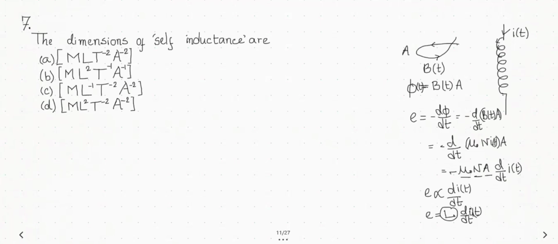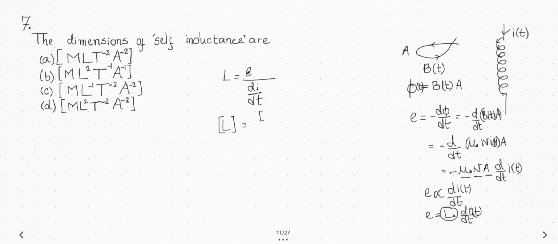So we have to find the dimension of the self-inductance. We can use this formula: L equals E divided by di/dt, divided by the change in current. Now what is EMF? EMF is nothing but the work done, so the dimension of E is the dimension of the work done.